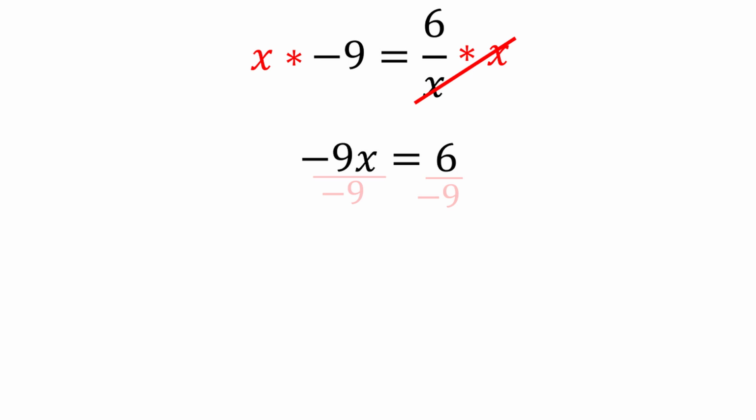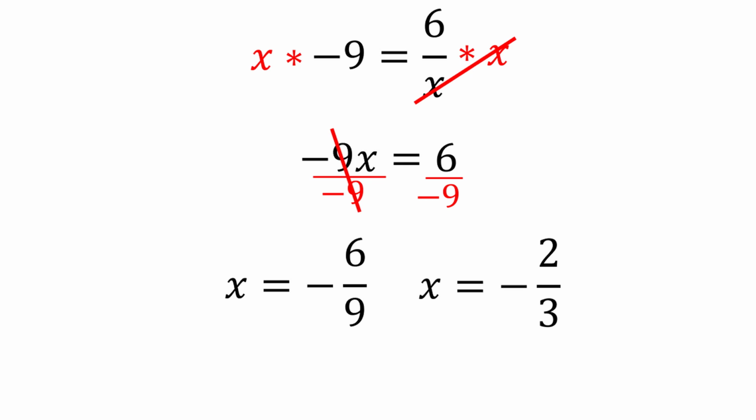From here, we can simply divide each side by negative 9 to get x is equal to negative 6 over 9. Of course, negative 6 over 9 can be reduced to negative 2 over 3. So our final answer is x is equal to negative 2 over 3.